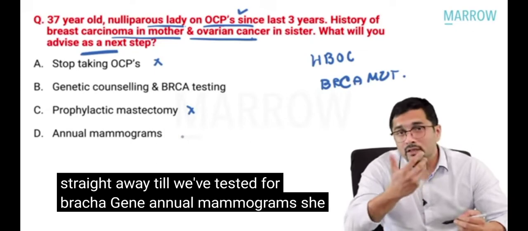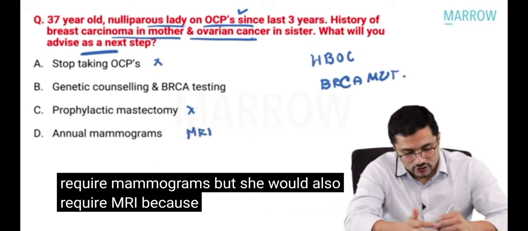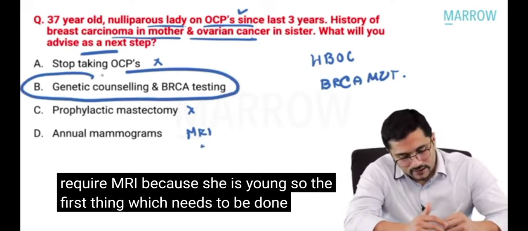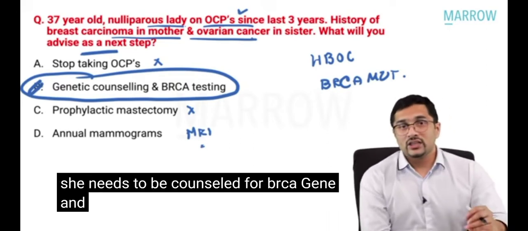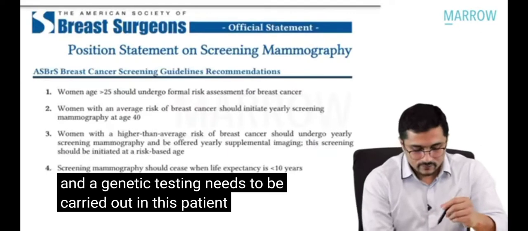Annual mammograms, she would require mammograms, but she would also require MRI because she is young. So, the first thing which needs to be done is she needs to be counseled for BRCA gene, and genetic testing needs to be carried out in this patient.